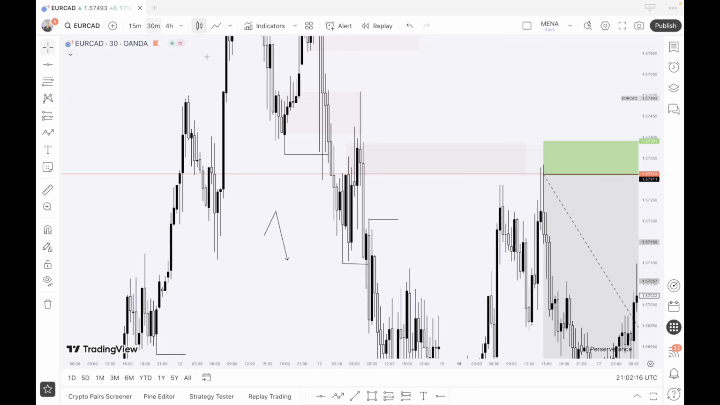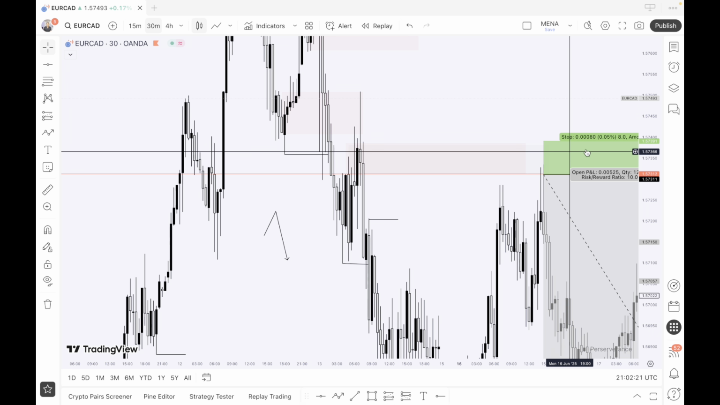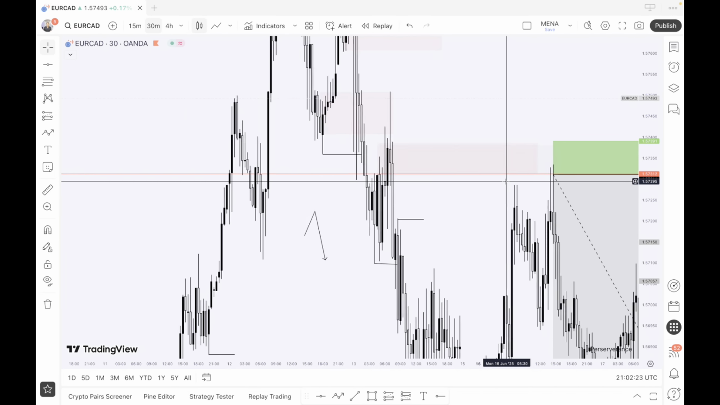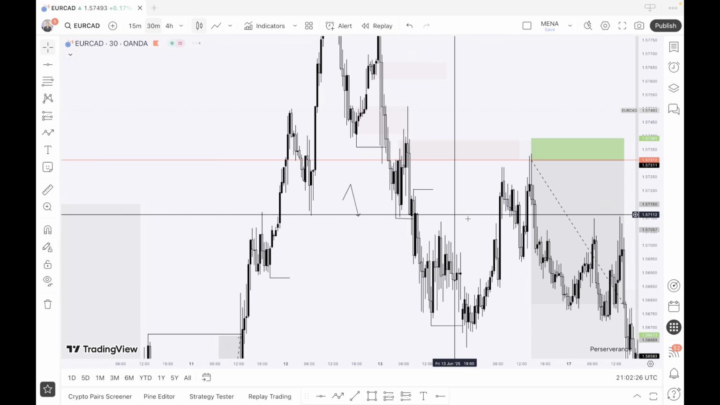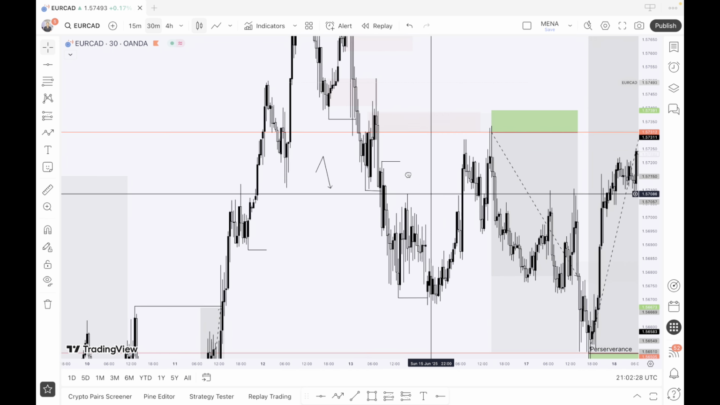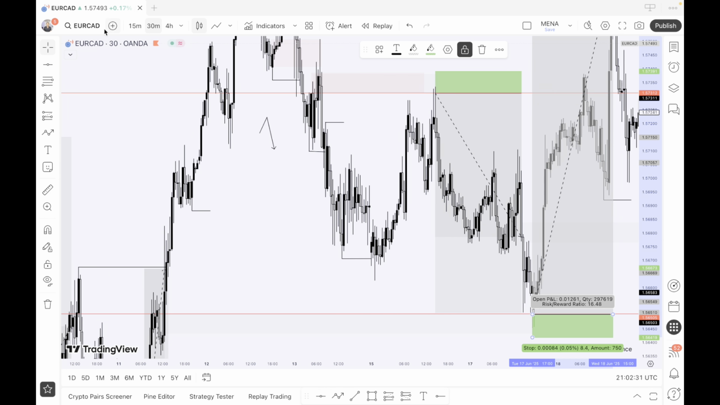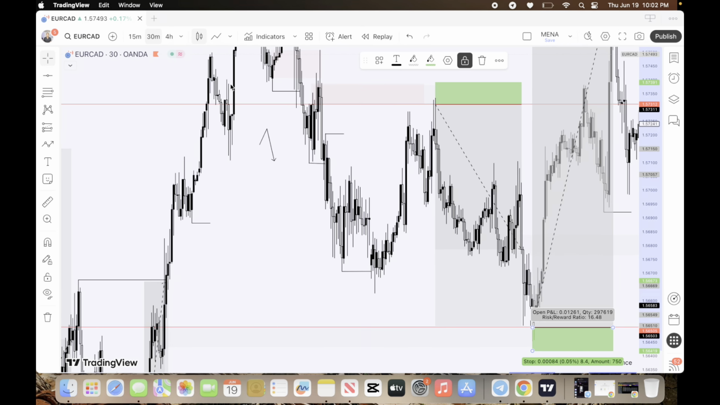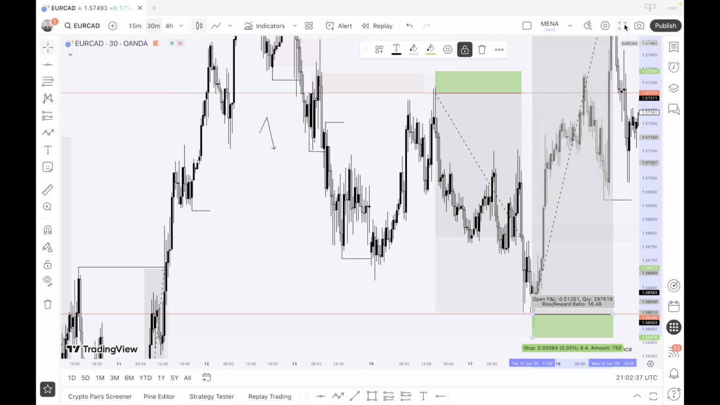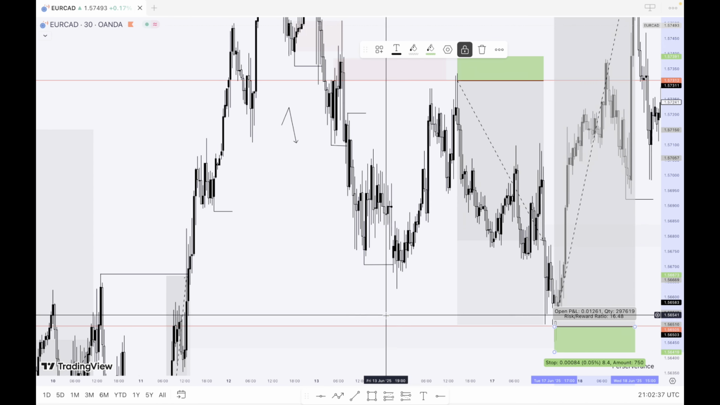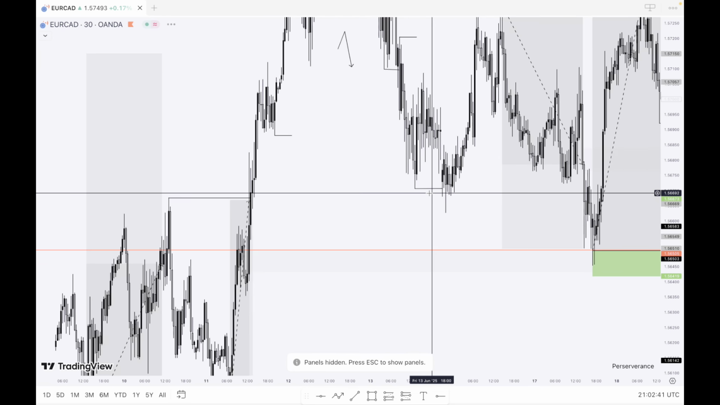Now my stop loss will automatically be below the body of this candle. That's why I have my stop loss here, and that was exactly what the market did. Now our target is for price to come to this order block that we marked from the 4-hour time frame. You still need to have that in mind. This is the one that we marked in the 4-hour time frame.